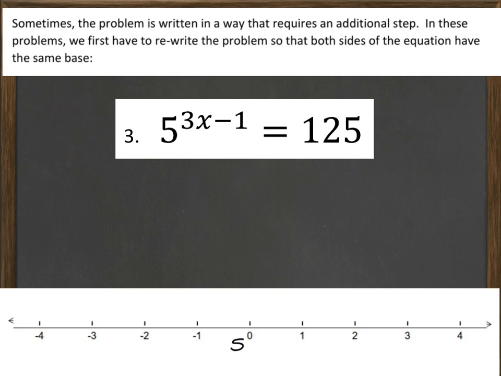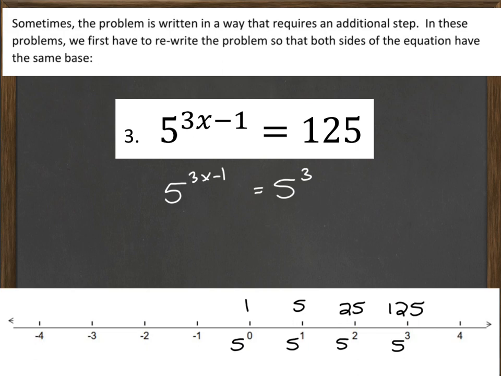So let's fill out the scale. Well, 5 to the 0 is 1. 5 to the first power is 5. 5 squared is 25. 5 to the third power is 125. So I can rewrite this as 5 raised to the 3x minus 1 power equals 5 to the third. Now let me ask you this question. How did I know that I should go right and not left on this number line? Well, remember when you have a base that's larger than 1, as you move right on the number line, your values get larger and larger. Well, 125 is larger than 5, isn't it? So I need to raise it to a positive exponent.